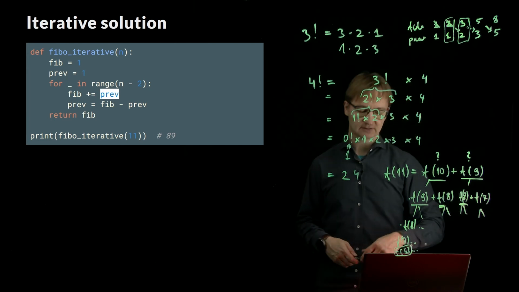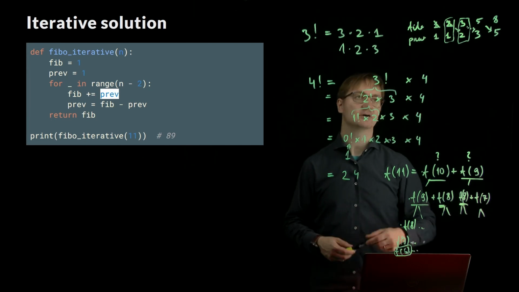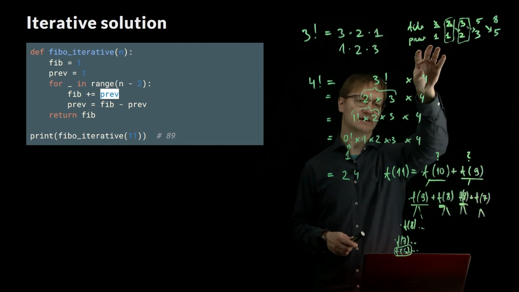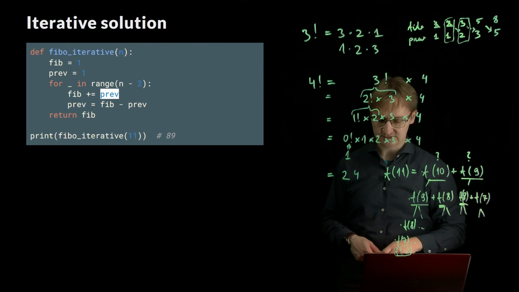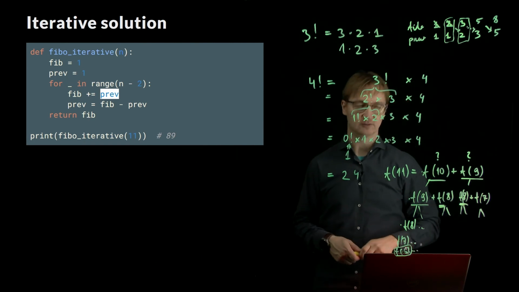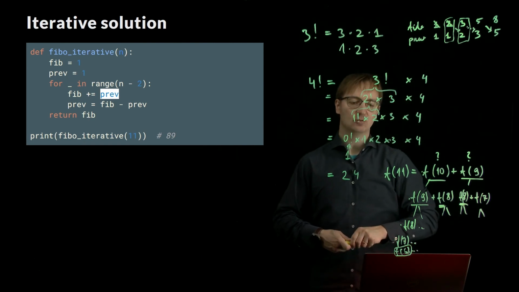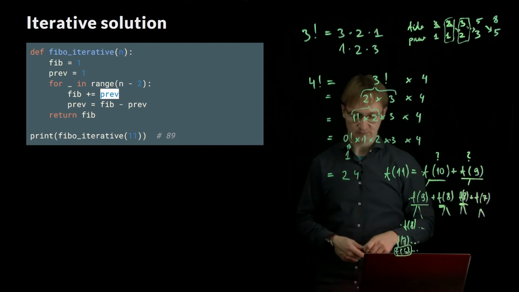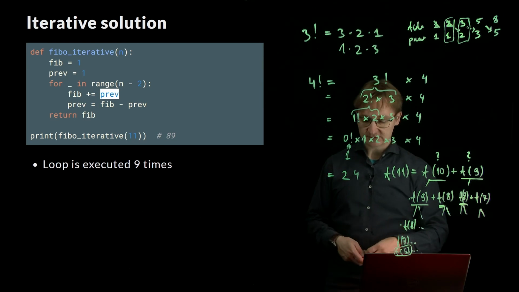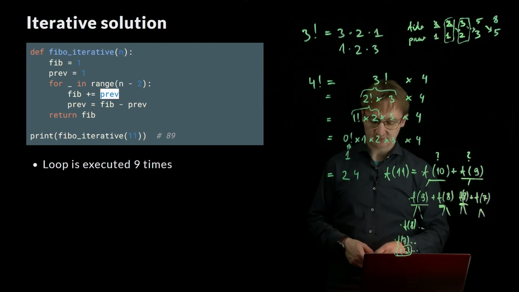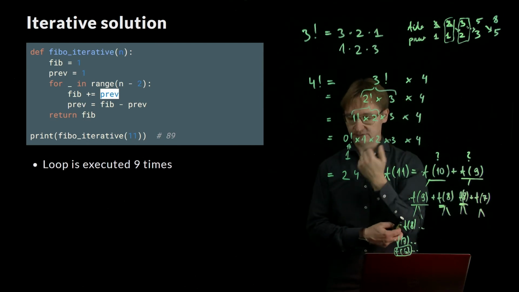Of course, it can be written with more variables. You can basically have this third variable, which is the sum, and so on. Then maybe it's easier, but this is one way to solve this, having only 2 variables which represent the 2 last values. So to calculate this 11th value, this loop is only executed 9 times.